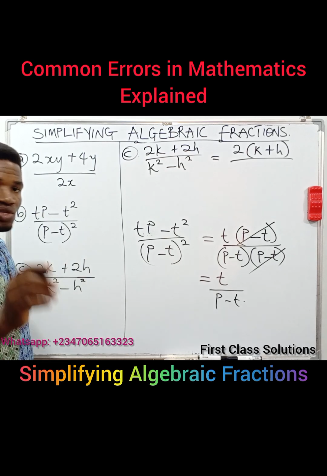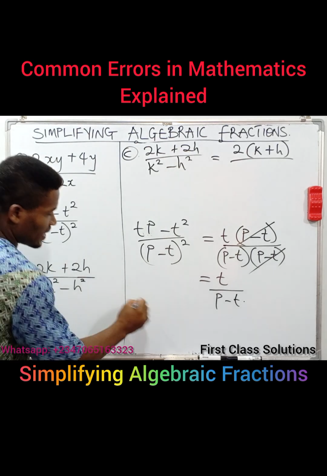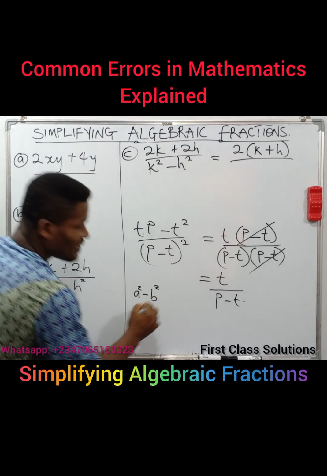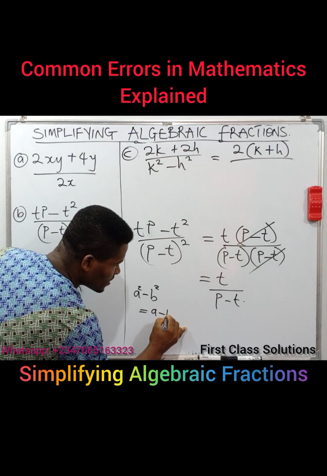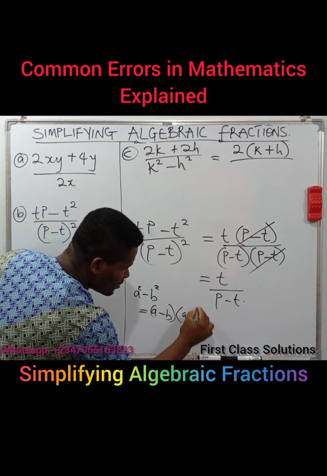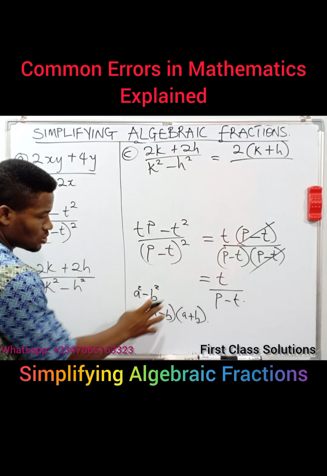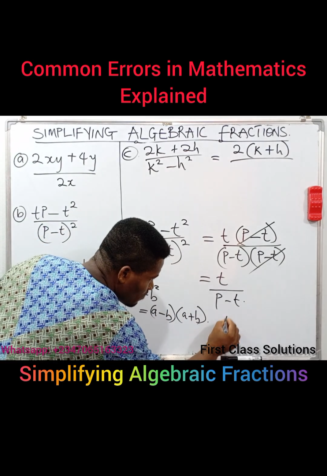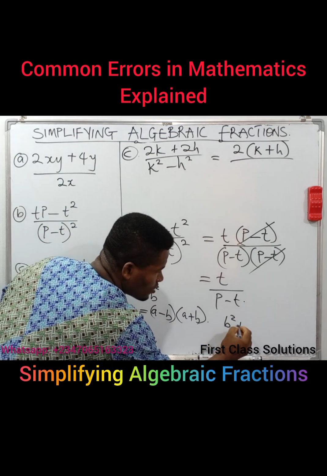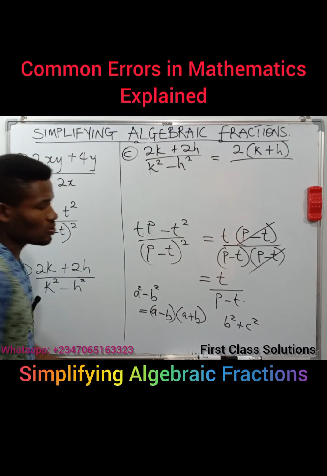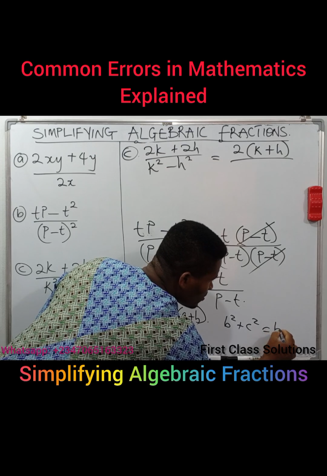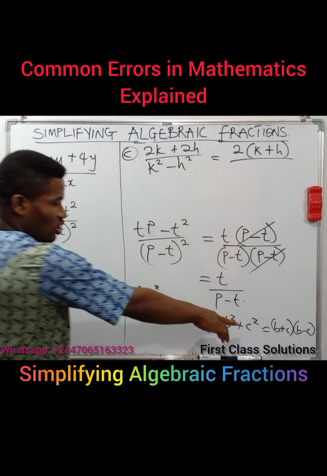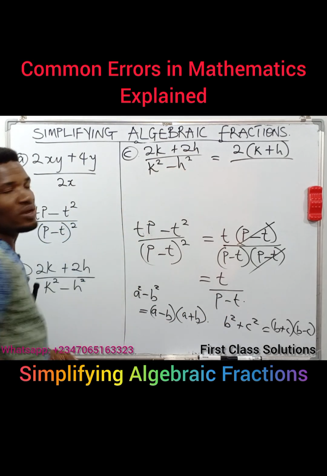Look at this. Difference of 2 squares. In difference of 2 squares, we were told that if you have, for instance, a squared minus b squared, the answer is equal to a minus b multiplied by a plus b. One will be minus, one will be plus. In the same vein, b squared plus c squared is the same difference of 2 squares. It will give us b plus c into what? B minus c. With this logic here, this k squared minus h squared is difference of 2 squares.